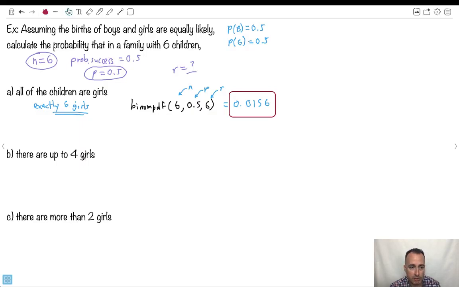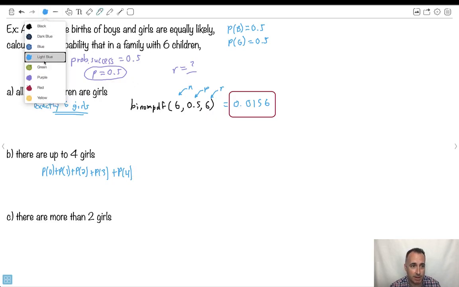All right, what about up to 4 girls? What does that mean? If we go up to 4 girls, that means we can have the probability of 0 girls plus the probability of 1 girl plus the probability of 2 girls plus the probability of 3 girls plus the probability of 4. This is what I want. Now I could do it with binom PDF and find the answer for 0 girls, add it to the answer for 1, add it for 2, add it for 3, add it for 4. That's a lot of calculations. That's why instead I like to use binom CDF, because it does it all for you.